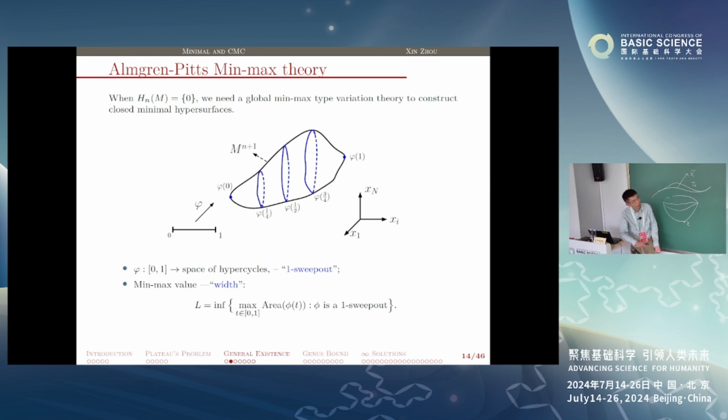Then we enlarge. It's kind of like that. We're doing an X-ray scanning for this manifold. And every time we do X-ray scanning, we call this scanning a sweep out because it sweeps out the manifold. Every time we do such a scanning, we take the maximum area among this one parameter family. And then we take an infimum. There are several ways to interpret this number.